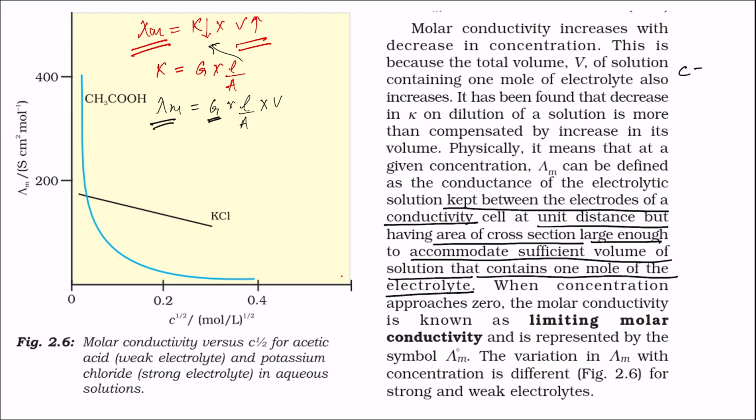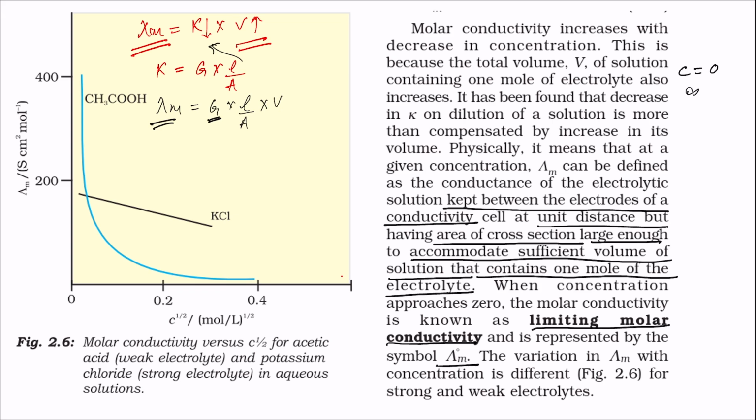When concentration approaches 0, or at infinite dilution, the molar conductivity is known as limiting molar conductivity, and it is represented by lambda naught m. Limiting molar conductivity, or molar conductivity at infinite dilution, is the molar conductivity when the concentration of the electrolyte in the solution approaches 0.